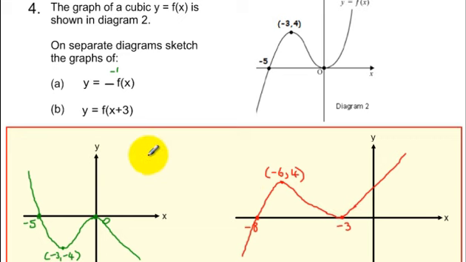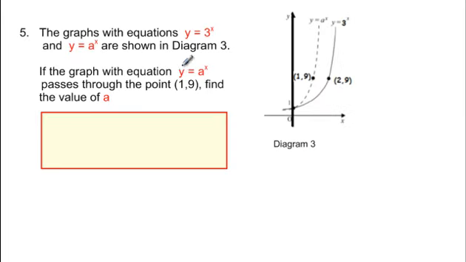So this is the graph of y is equal to f of (x plus 3). In the equation y equals a to the x, we have to find the value of a. Now we know that (1, 9) is a point on y equals a to the x. So we know that when x is equal to 1, the y coordinate is 9. Fitting these values in, instead of y, 9 is equal to a to the x, which is a to the power 1. So 9 equals a to the power 1, so a is equal to 9.